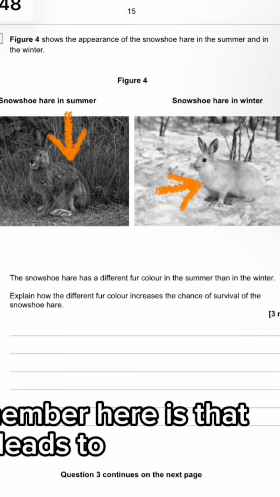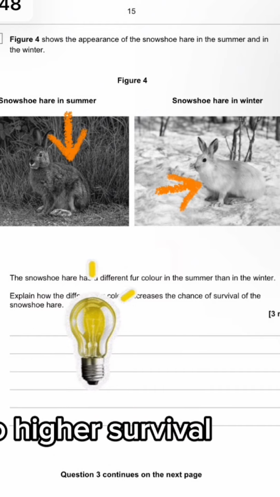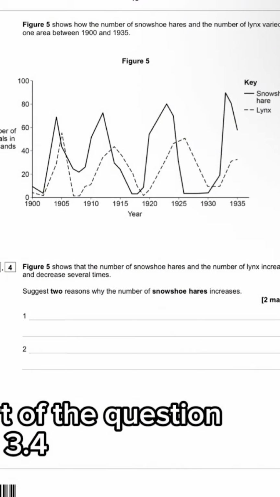And the exam tip to remember here is that camouflage leads to less visible, which leads to less predation, which finally leads to higher survival. Let's read our next part of the question, which is 3.4.